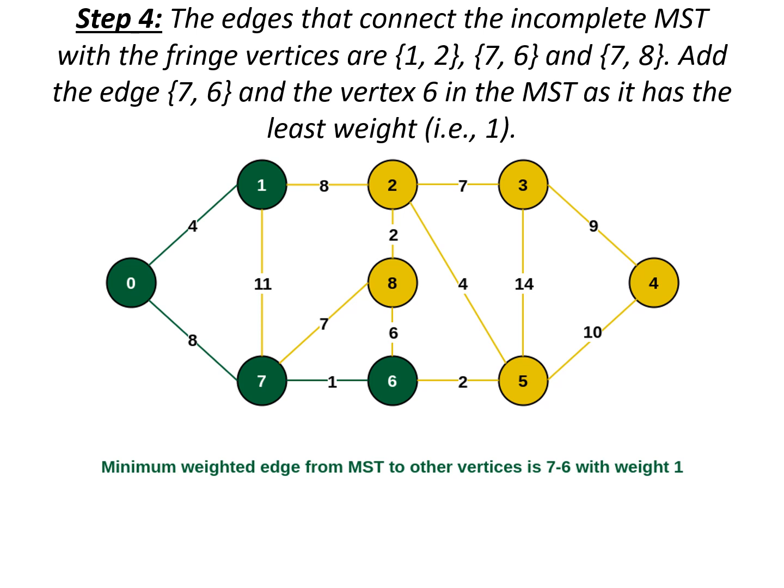Step 4. The edges that connect the incomplete minimum spanning tree with the remaining vertices are 1,2, 1,7, 7,8, 7,6. Here the minimum weight is 1. So we have to select 7,6.